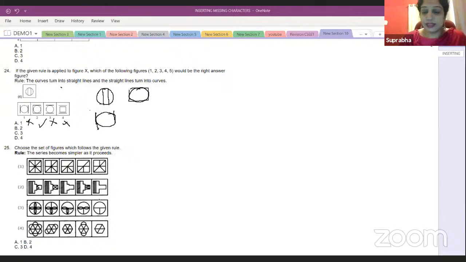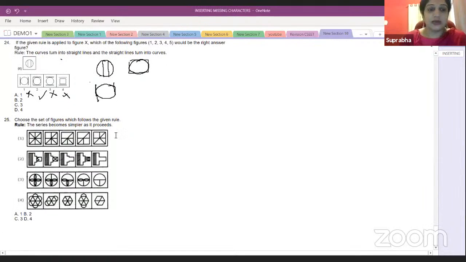In this, the condition is the series becomes simpler as it proceeds. You have to make it as simple as possible. Which image becomes as simple as possible?